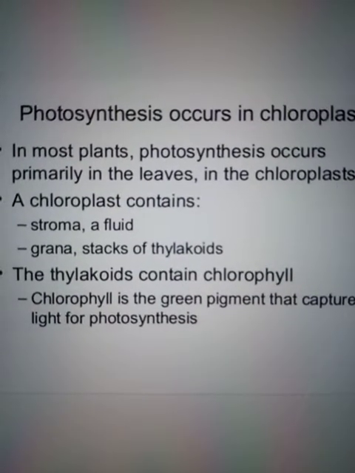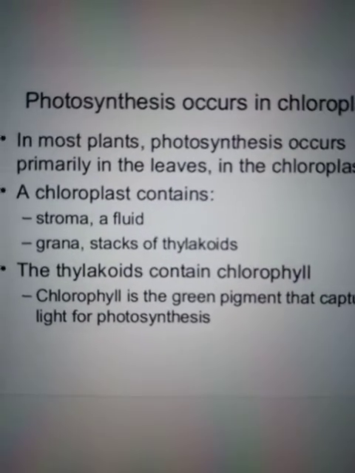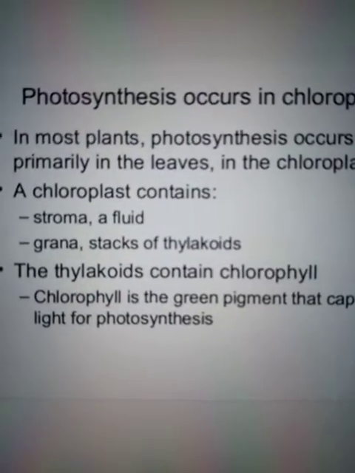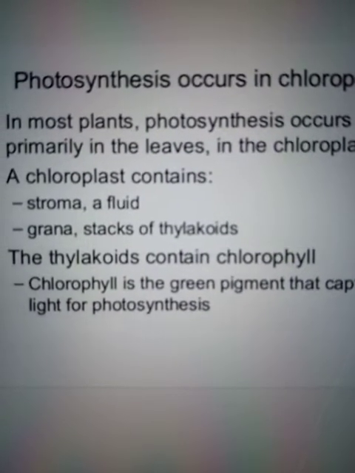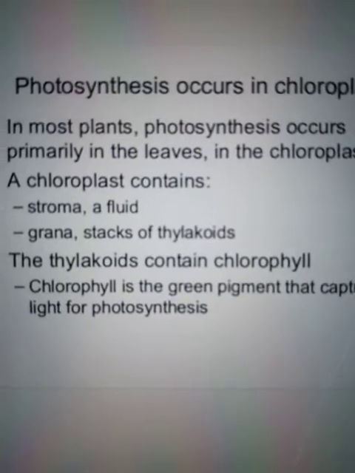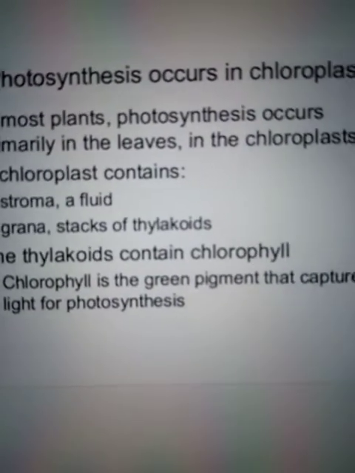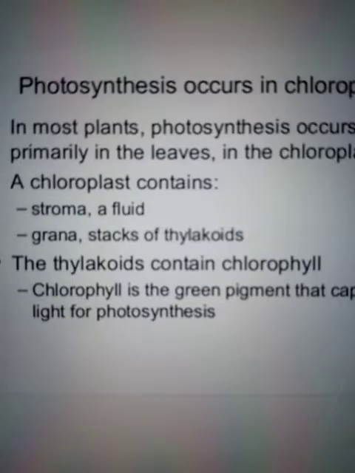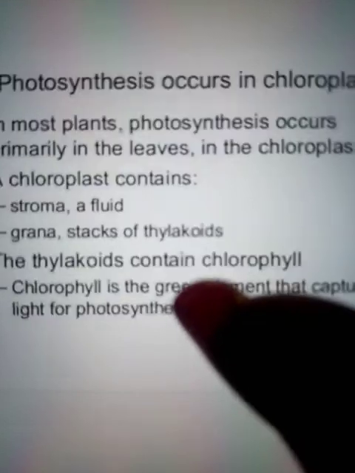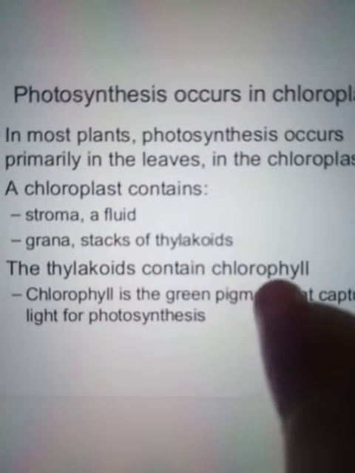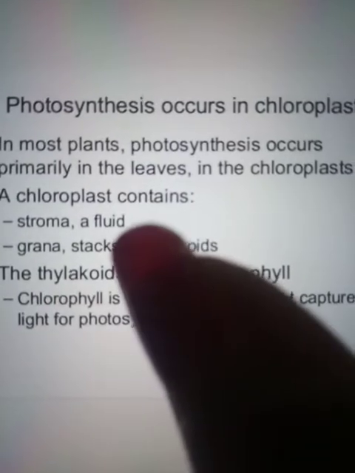Just now I was dealing with how it occurs in the plants. The chloroplast mainly consists of the stroma, the ground part, which is a fluid, and the grana, which is a stack of thylakoid. The small stacks are known as the thylakoids in the chloroplast. This thylakoid contains the chlorophyll and it is again green pigment which captures light for the photosynthesis.